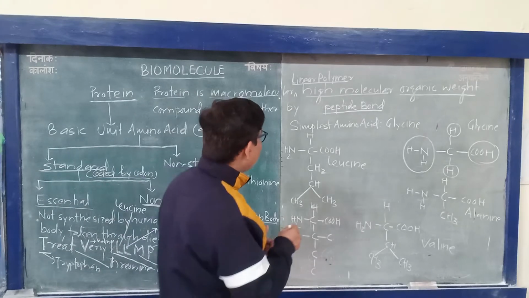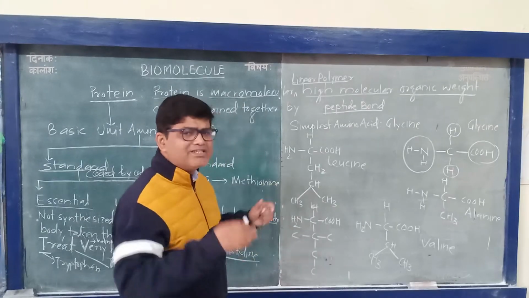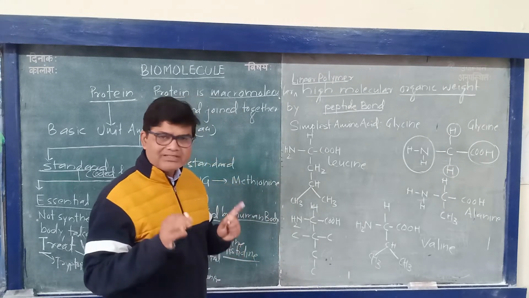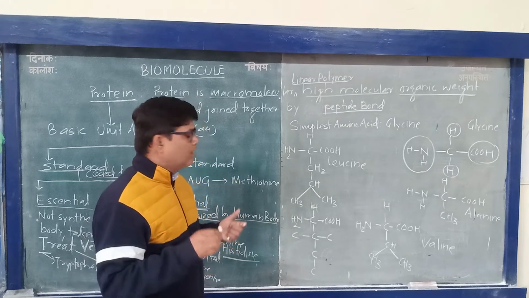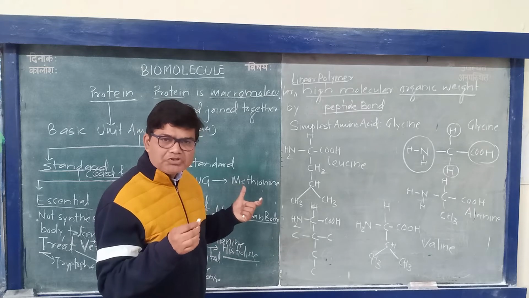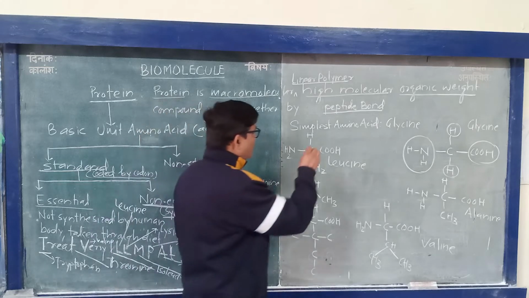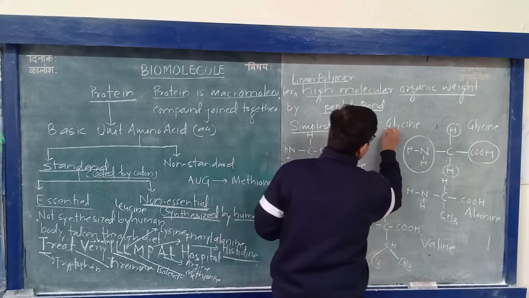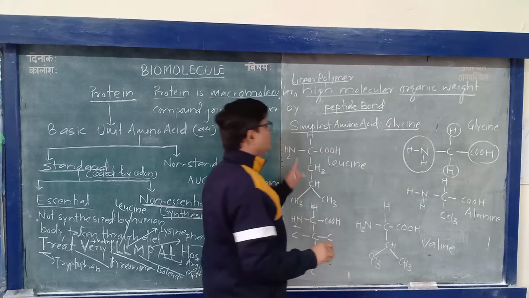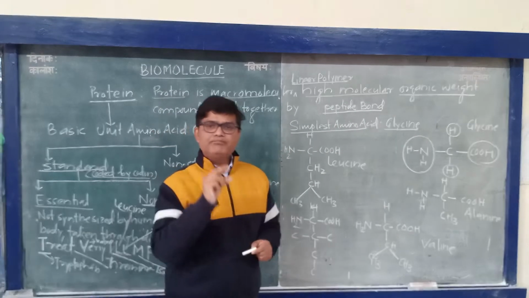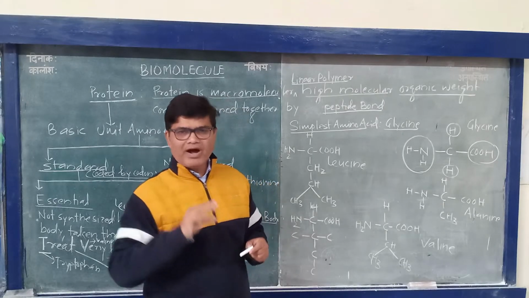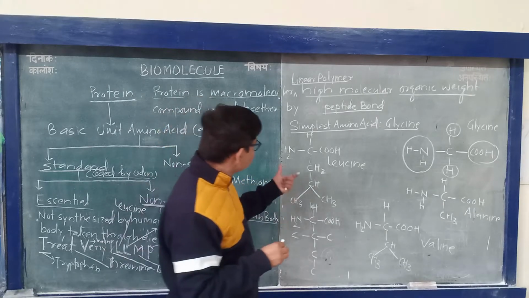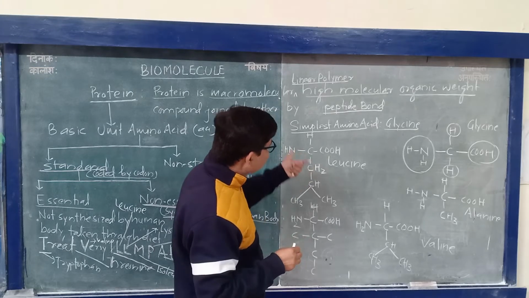Now among these 20 amino acids, I am going to discuss the chemical structure of amino acids. The first amino acid is glycine. Glycine is the simplest amino acid. Why is it simplest? Because it has the least number of carbons.